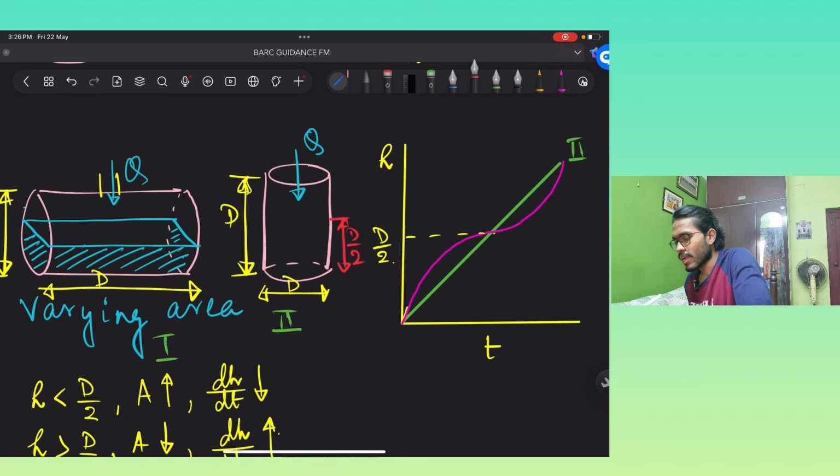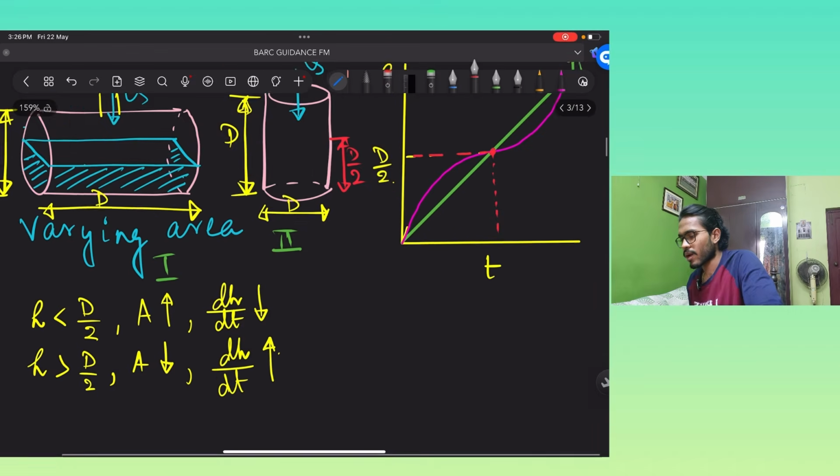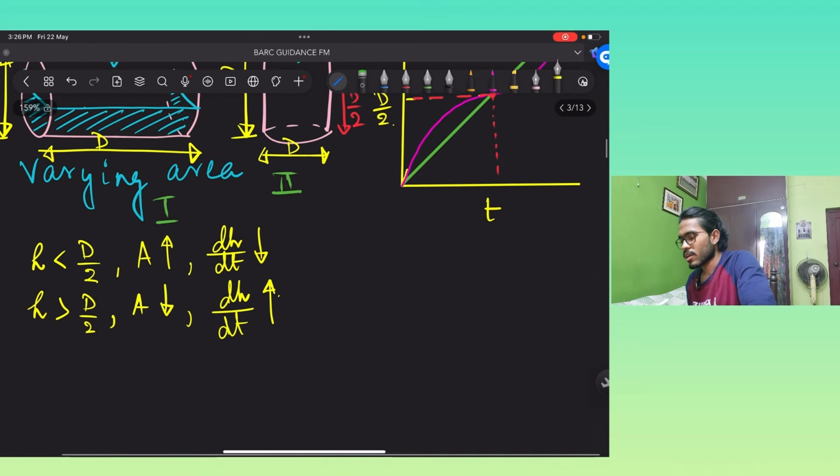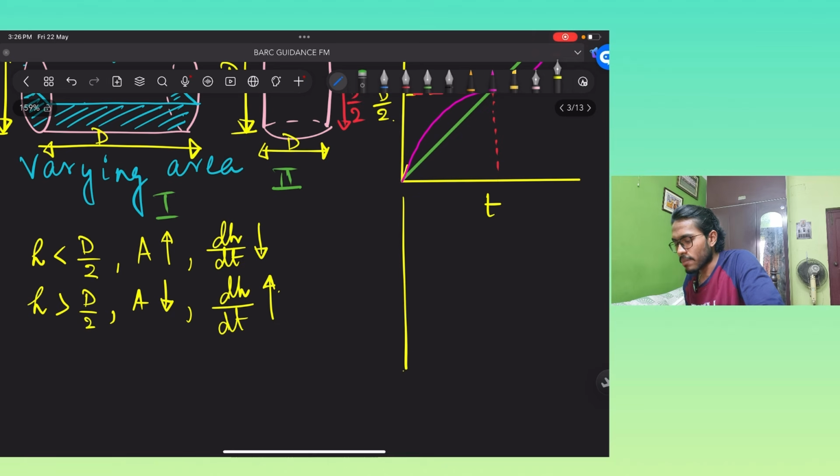Maybe this is d by 2. If this height is d by 2, then you have to find out whether they will reach the d by 2 height at the same time. So these things you have to find. Otherwise, let me draw another graph. This is an actual BRC question that I am showing you.